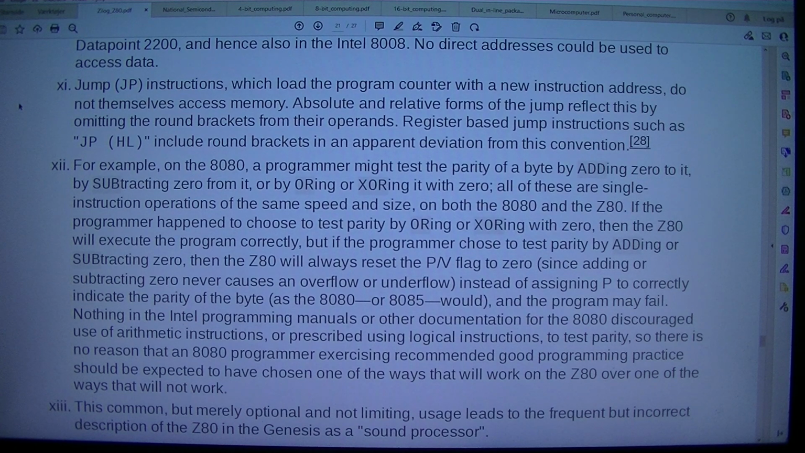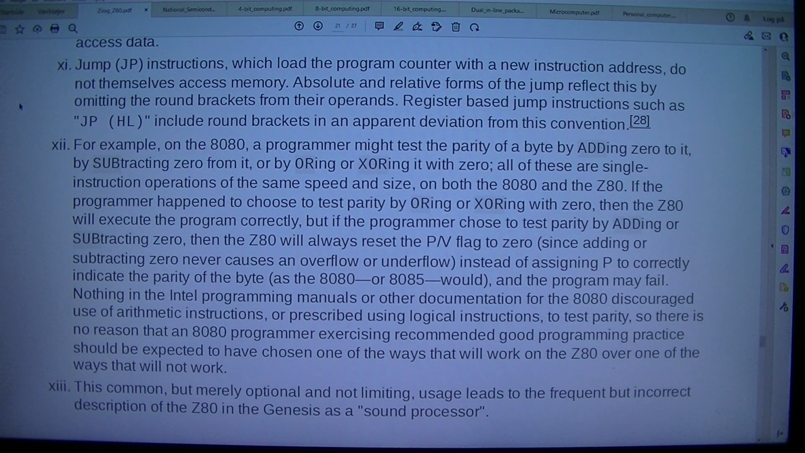11. Jump, JP, instructions, which load the program counter with a new instruction address, do not themselves access memory. Absolute and relative forms of the jump reflect this by omitting the round brackets from their operands. Register-based jump instructions such as JP (HL) include round brackets in an apparent deviation from this convention.